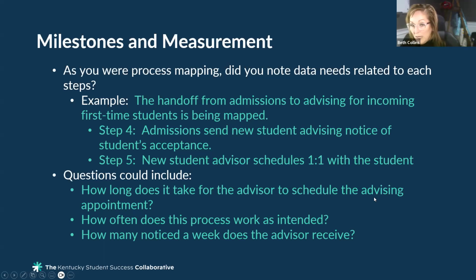Did the process go exactly as we intended it to go? And how many notices a week, it should be notices, that's a typo, I apologize. How many notices a week does the advisor receive? So we're trying to measure human capacity there. This is just an example of questions you can ask yourself along your process measure to get some data to put into your action plan for your test.